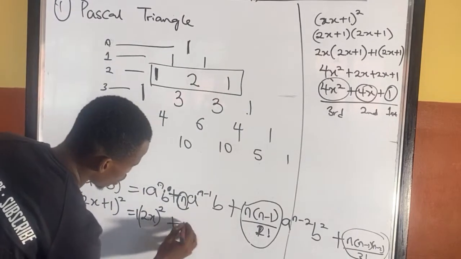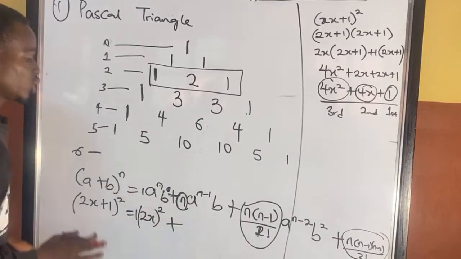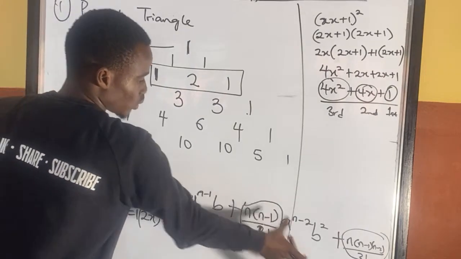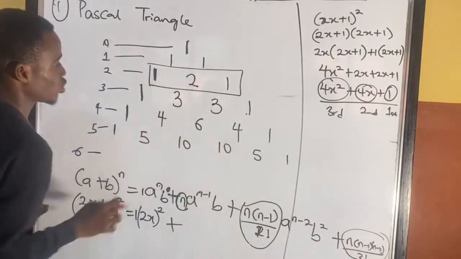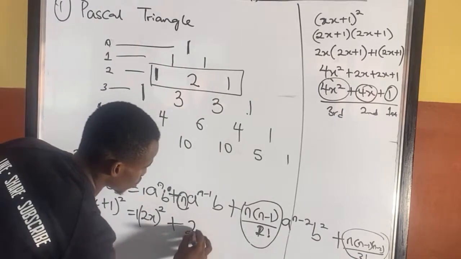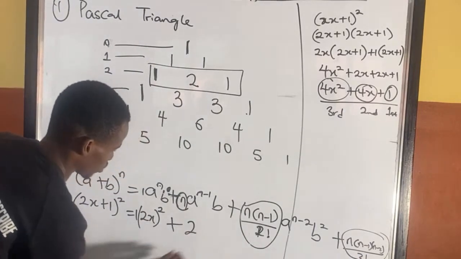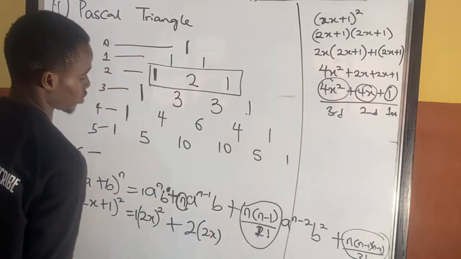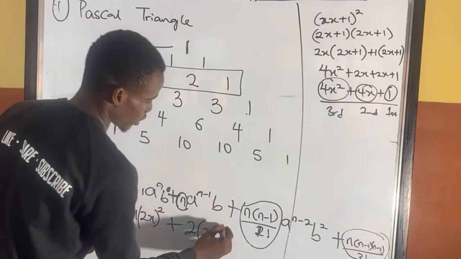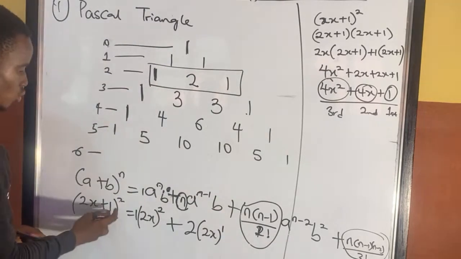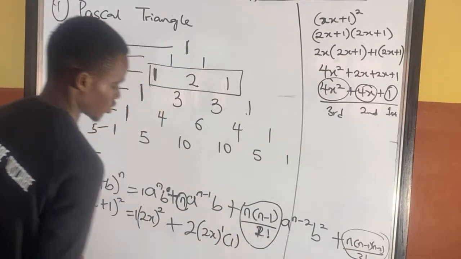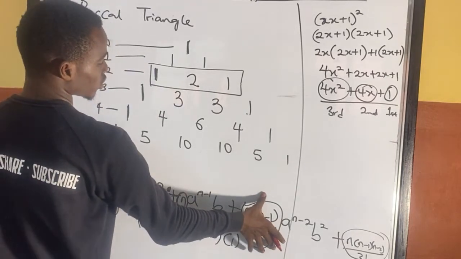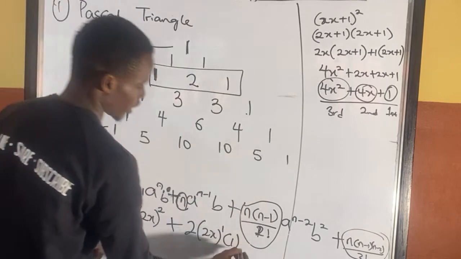So we now put plus, the next one is n. Instead of putting n, we'll not stress ourselves, we'll just put 2. A is what? 2x. n minus 1 is what? 2 minus 1 is 1. B is what? 1. We go on. We see this one. Instead of putting all this on again, we'll put what? 1.